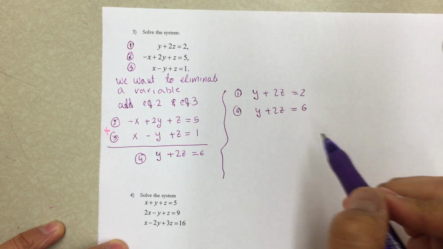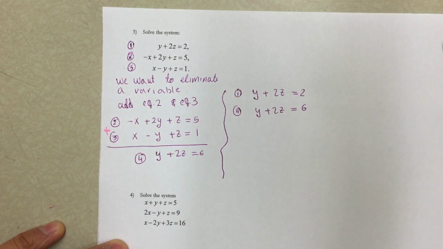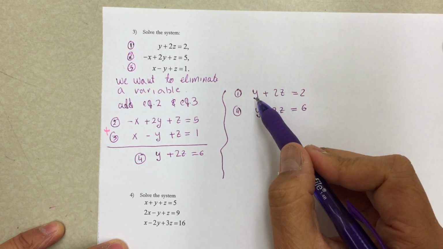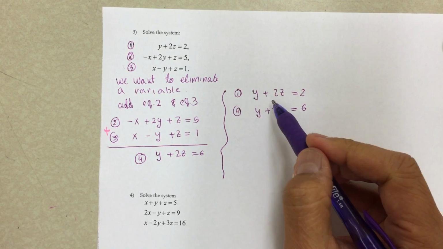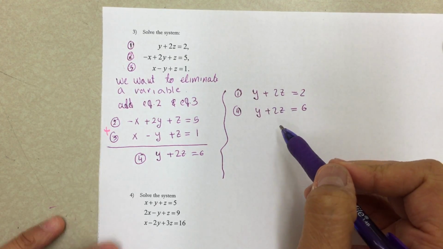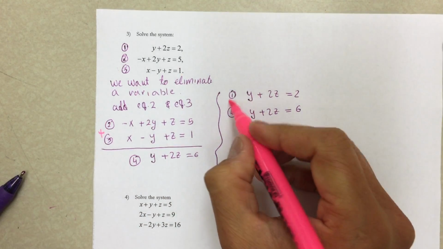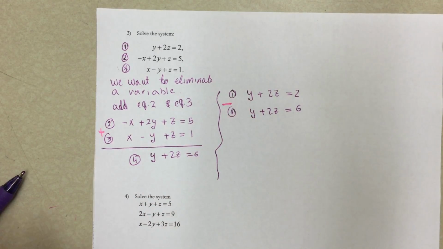So now, my next step is to pick another variable to eliminate. And as you can see, say if I want to eliminate y, then I would need to subtract these 2 equations. So let's do that. Let's decide to eliminate y now.